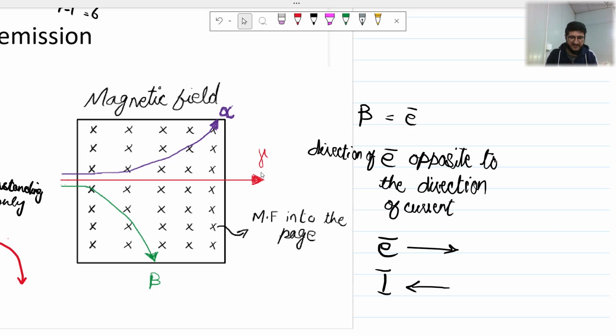Now, what happens, my child? Just look over here. In the magnetic field, we are considering the direction of the current. Okay, so the direction of the current is from left to right. Sorry, I mean the direction of current. The direction of the radiation is from left to right. The radiation will move from left to right. Now what happens is this.